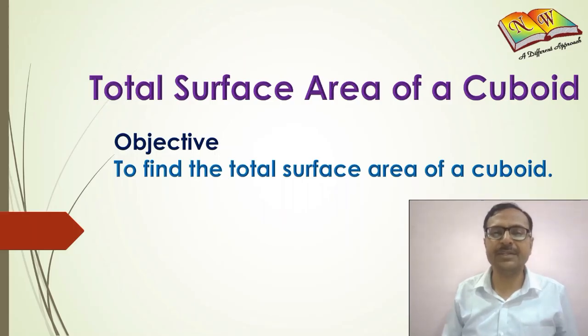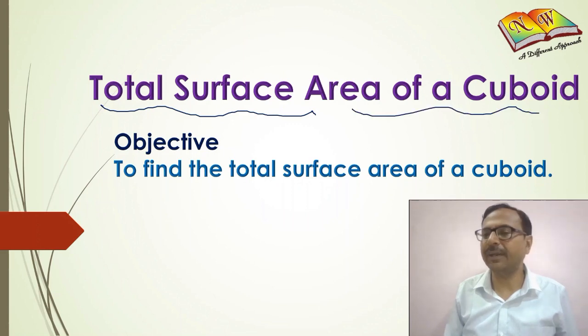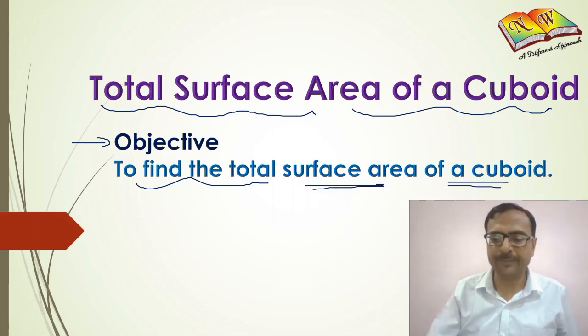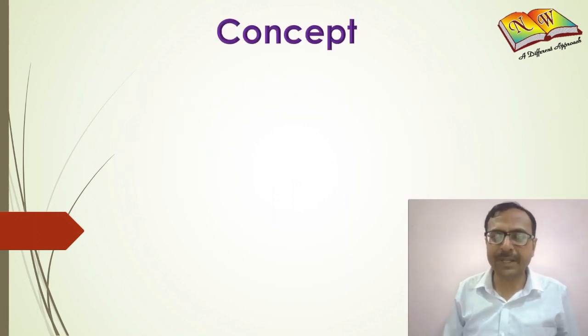This activity relates to the total surface area of a cuboid. The objective of the activity is to find the total surface area of a cuboid. Let's study the concept in hand first.